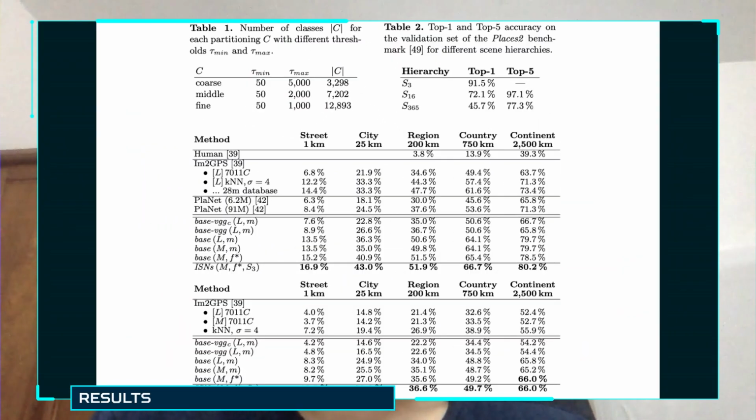For the result, the authors of TIB Hanover report the accuracy with distance from 1 km to 2,500 km on 3,000 images from the Im2GPS3k dataset. For 1 km, where a prediction is considered correct if it is at most 1 km far away from the actual location, the accuracy is about 10%. For the continental level, which is 2,500 kilometers, the accuracy is more than 80%.